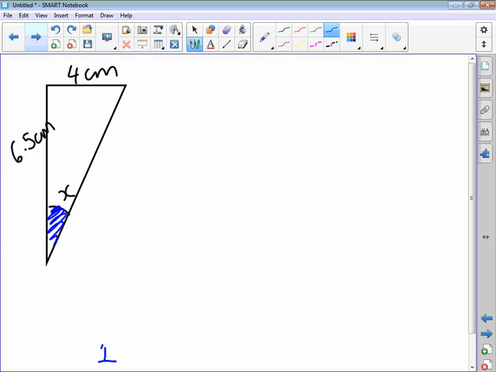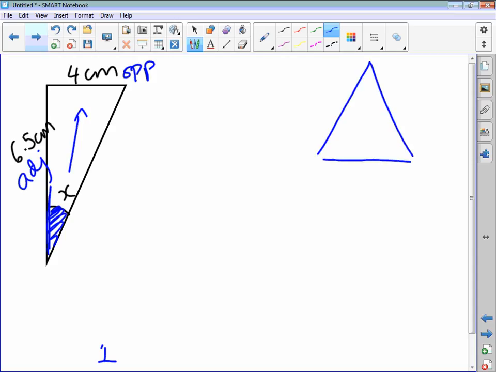Okay, final example here. Here's our angle. This side here is the opposite side. This side here is next door to it, so that's the adjacent side. So we're going to be using tan in this example. So tan of the angle is opposite divided by adjacent. That's a formula that you may know without having to use a formula triangle.